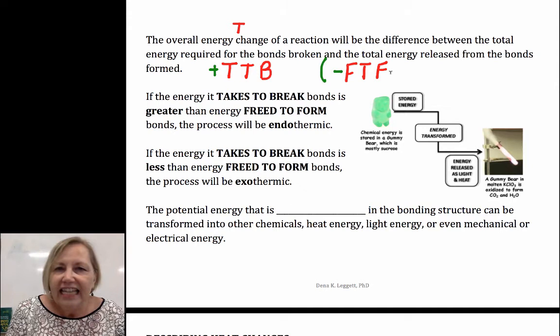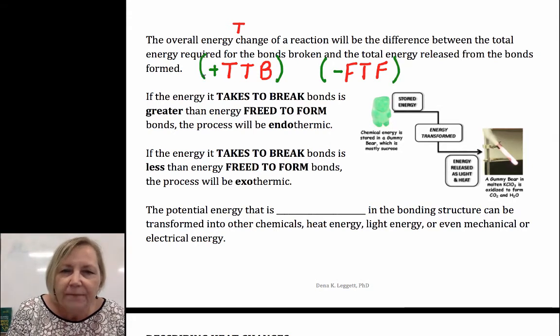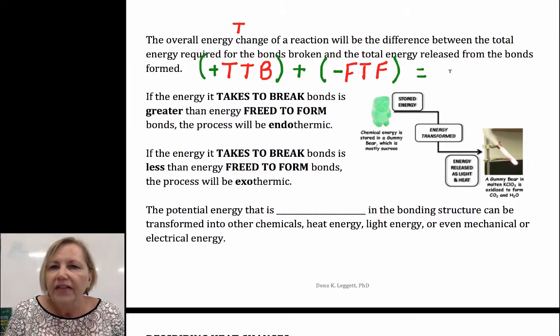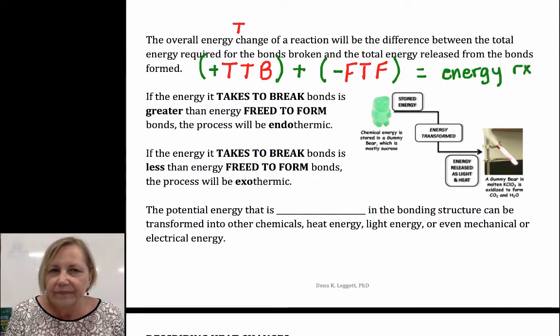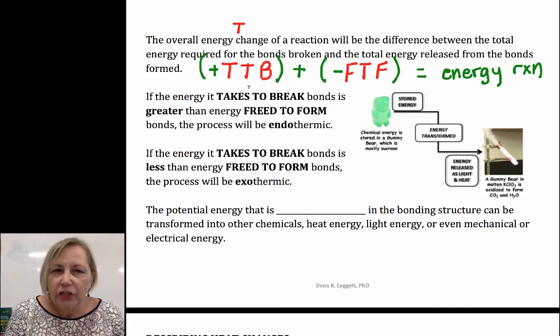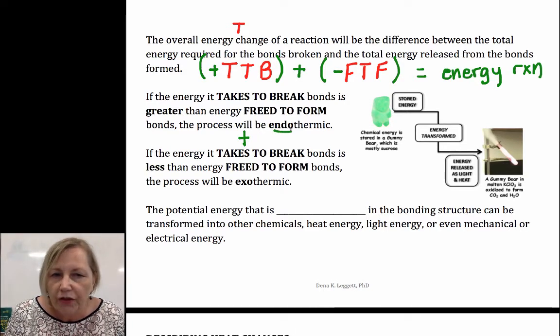So if we take the energy that it takes to break and add the energy that's released when bonds form, that gives you the energy of your reaction. If the energy needed to break is greater than what is freed to form, so this number is bigger than this number, you're going to get a positive. If the positives are greater than the negatives, you get a positive energy, and we call that endothermic.